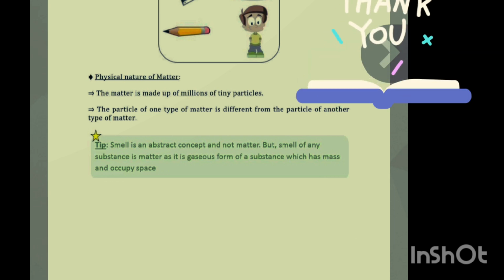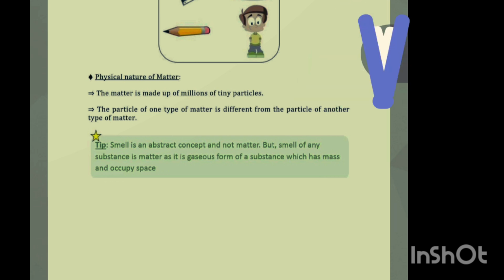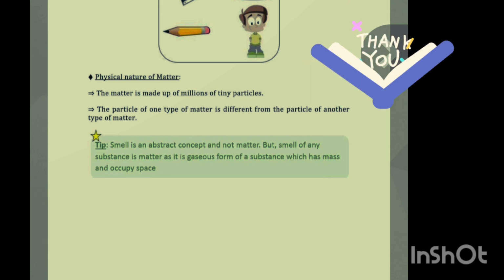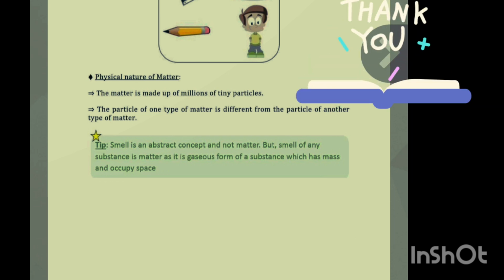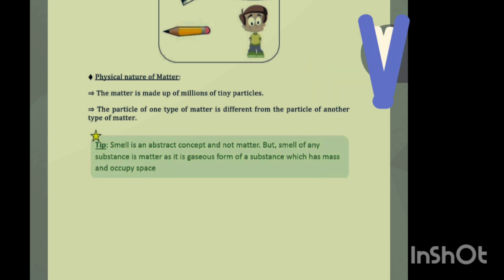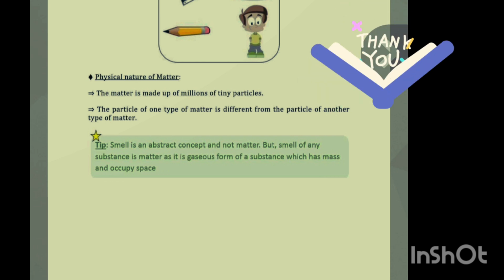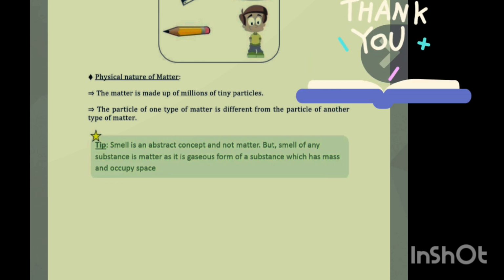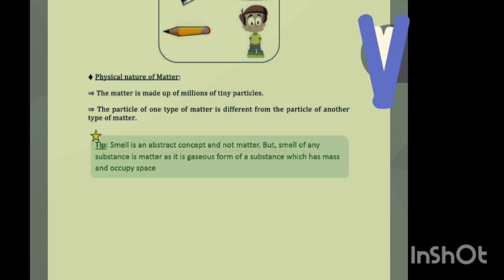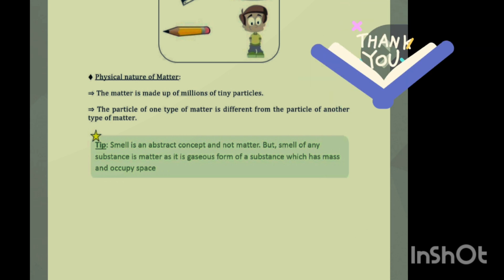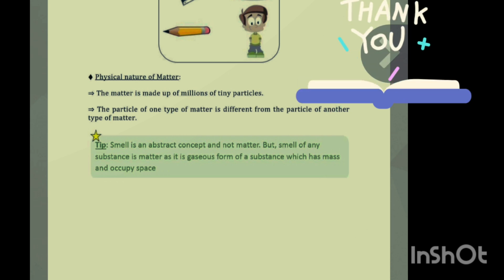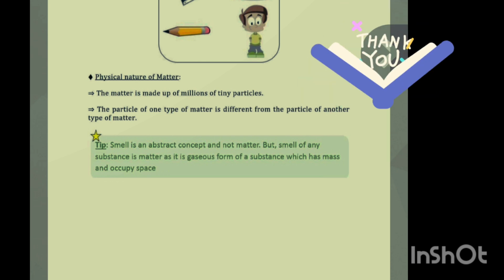What is the physical nature? The first point we have is that matter is made up of millions of tiny particles. How is matter made up? Matter is made up of millions of tiny particles. The particles of one type of matter are different from the particles of another type of matter. Like you can see in the previous examples, we have a pencil and a man. A man has all the living components in it, whereas a pencil has non-living components in it. Okay, so similarly the particles are also different from one type of matter to the other type of matter.